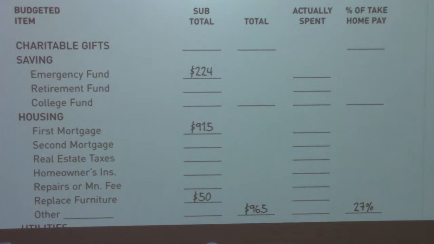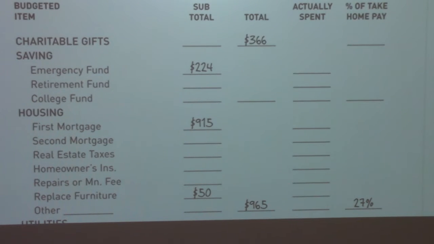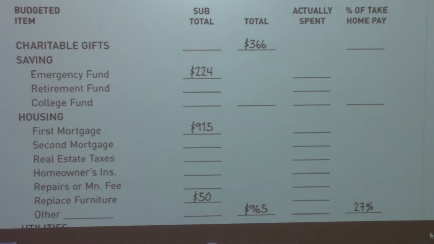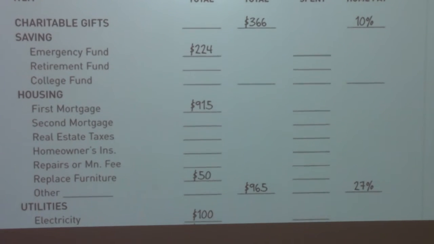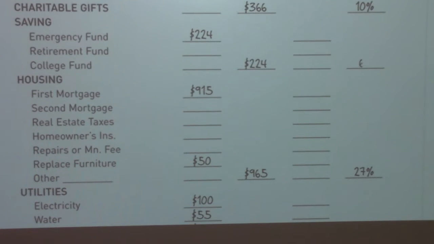But look over on the right-hand side where we have 366 as the total, and over on the right-hand side we have, as a percentage of take-home pay, 10%. Because we want to know in these individual categories here, for instance, if you look down there at savings, $224 is 6% of the take-home pay. We want to do that math and say, what percentage is that category of our take-home pay? Because we're going to look at that a little bit later.